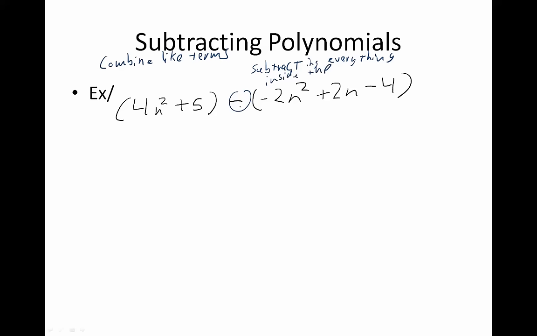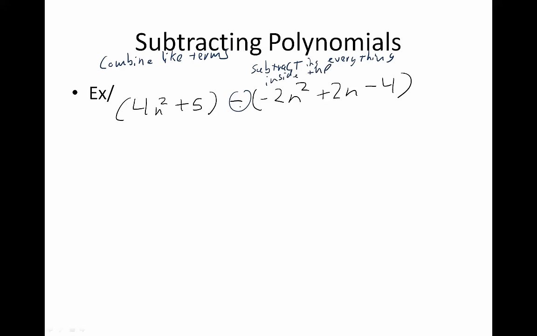So we have to be careful. We can't just start combining the terms right away. What I like to do is kind of pretend that this is a negative 1. So I'm going to rewrite this, 4n squared plus 5. And then I'm going to pretend that that's a negative 1 that's multiplying it, because it's basically the same thing. In fact, anytime you see a negative sign, you can pretend that it's just a negative 1 multiplying it.